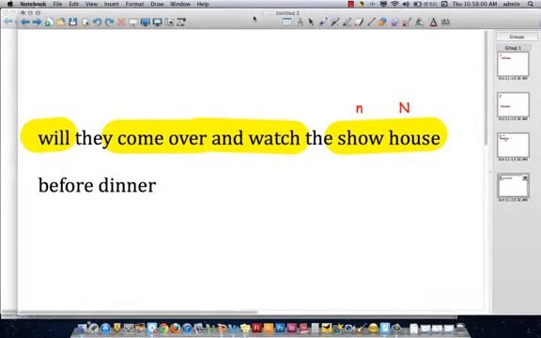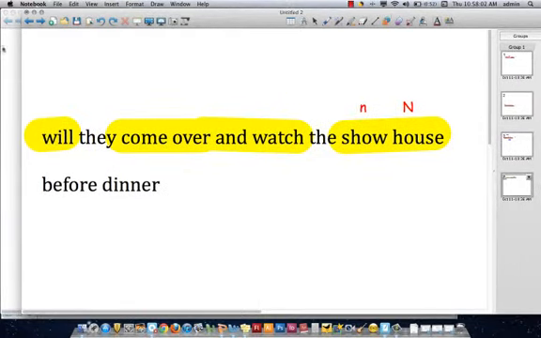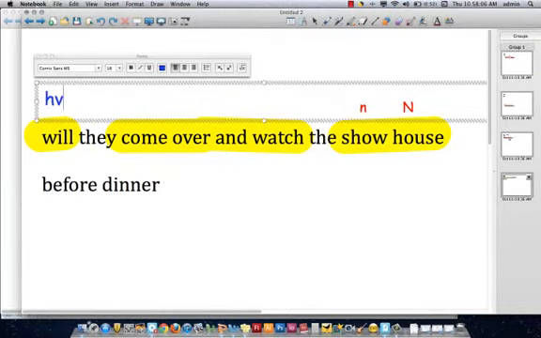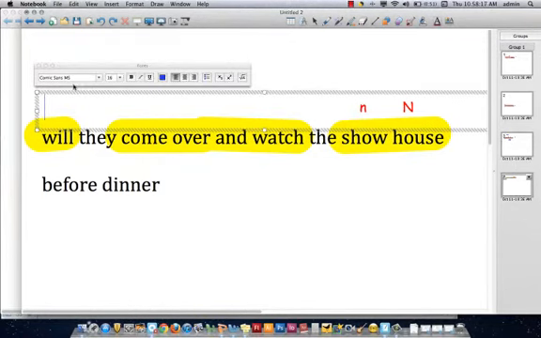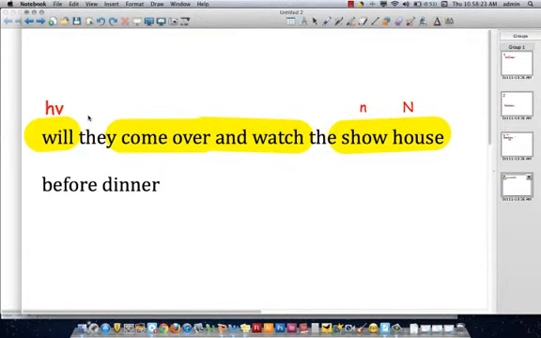Okay, so the biggest confusion I think was with your verb. So will is a helping verb. Hold on, I'm going to close out of there and make this text box. I don't know why it's making the text box huge. Will is a helping verb, and it's future tense, but I'm going to hold off on the tense until I get to come and watch.